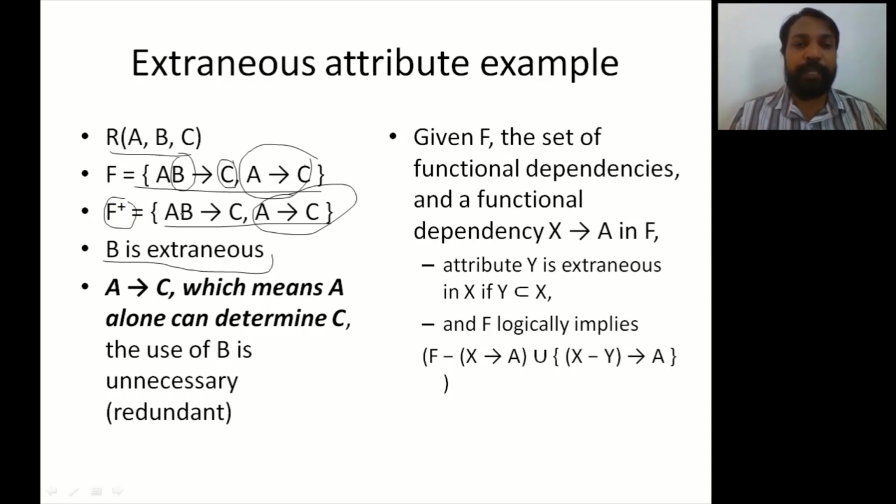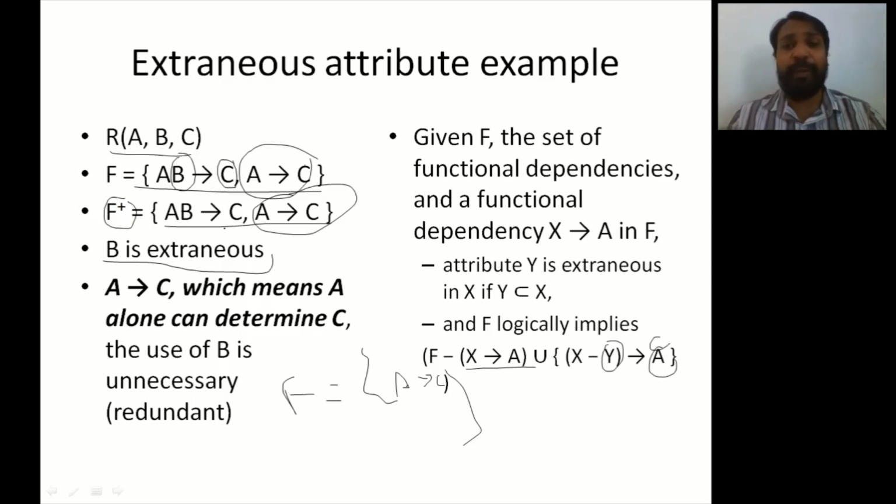So the functional dependency can be simplified to F equal to A to C. In this manner we can minimize that. Because B is extraneous in this set of functional dependencies, this is what we have done here. We are removing that AB to C functional dependency and we are removing the B from it. AB minus B will be A to C. Here it will be C. A to C will be there. So we can remove that extraneous attribute.